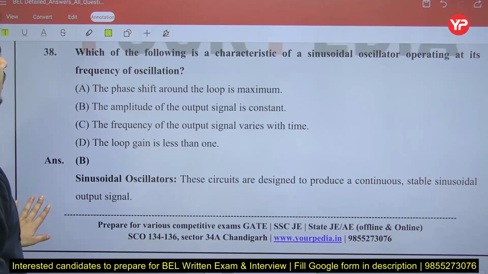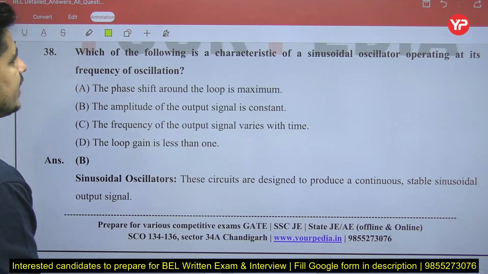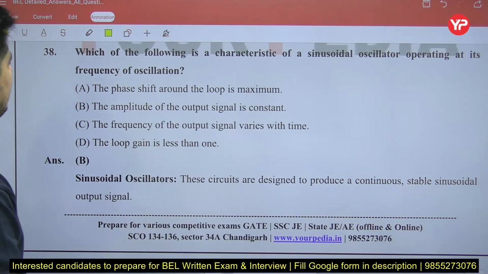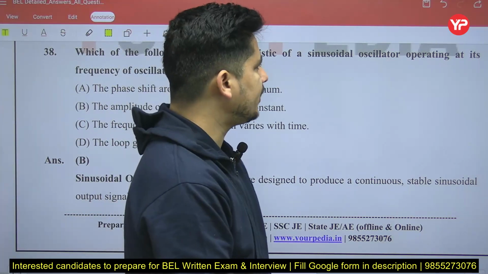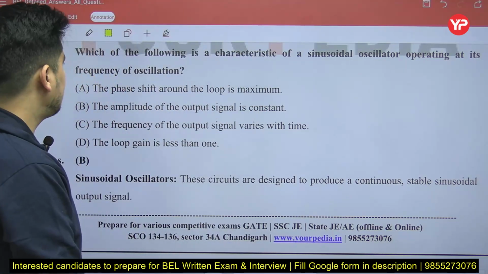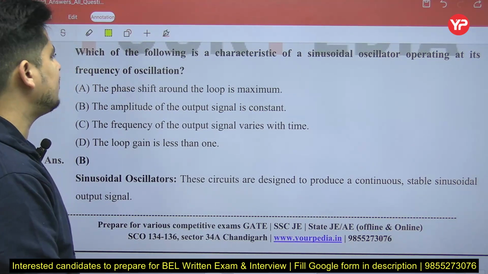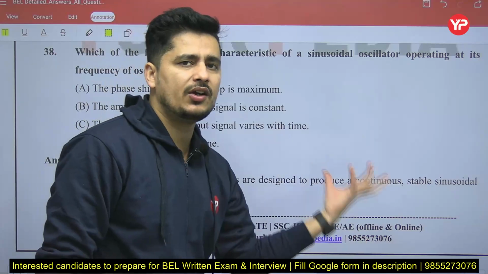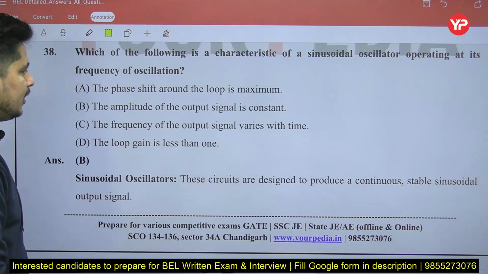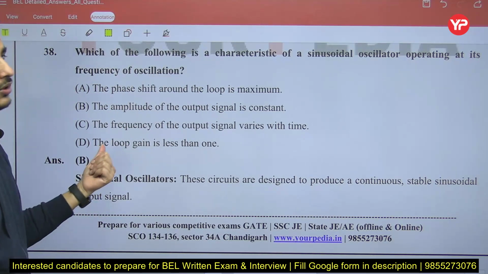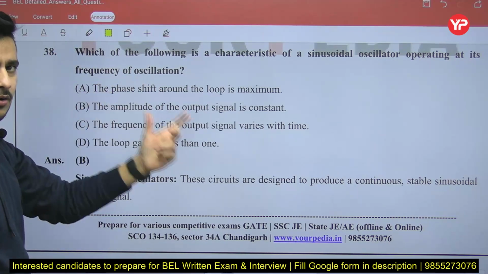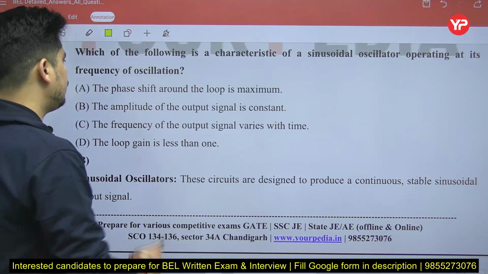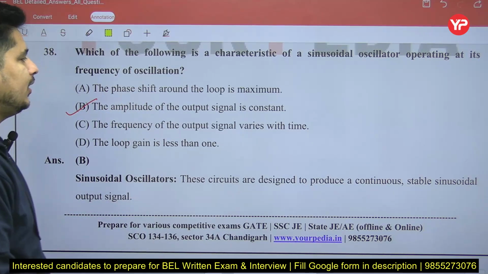Which of the following is a characteristic of a sinusoidal oscillator operating at its frequency of oscillation? Basically, when your sinusoidal oscillator operates at its frequency of oscillation, the phase shift around the loop is not maximum, the phase shift around the loop is 360 degrees or 0 degrees, right? The amplitude of the output signal should be constant. That is the main thing. So when you operate that sinusoidal oscillator at a constant frequency, its amplitude will become constant. That will be the answer.